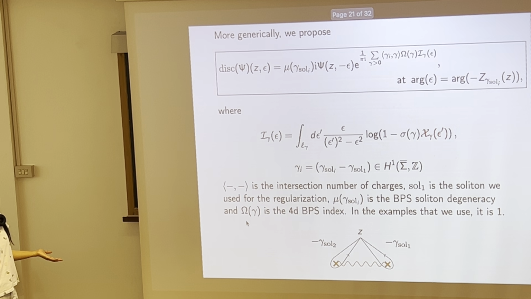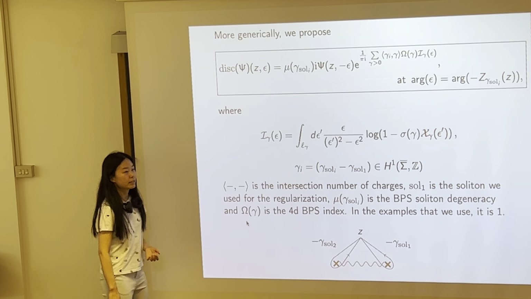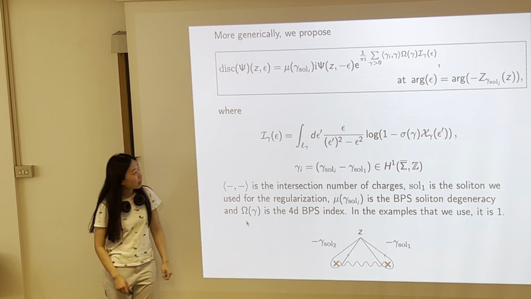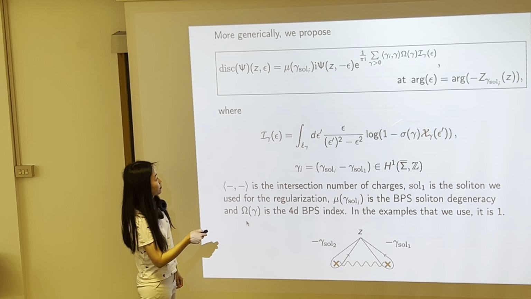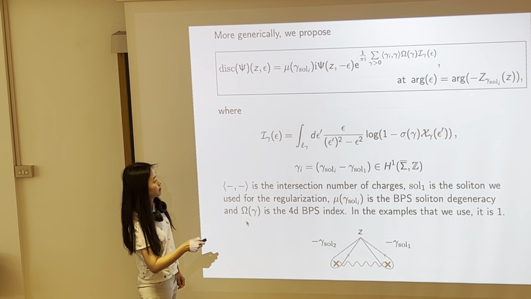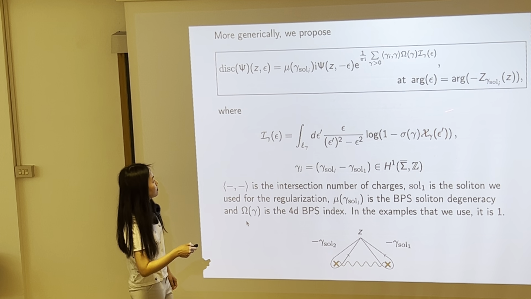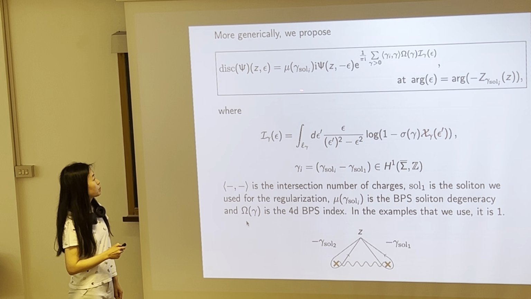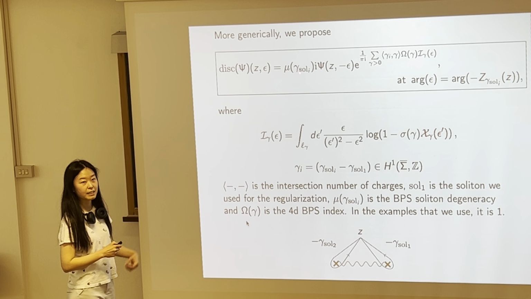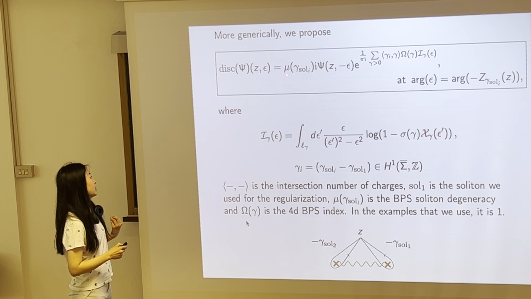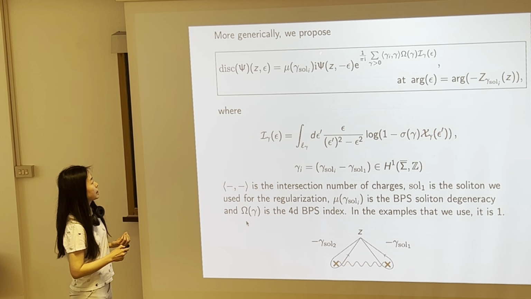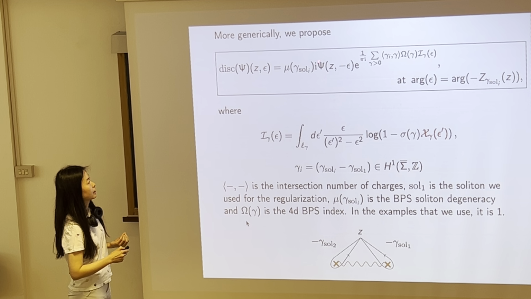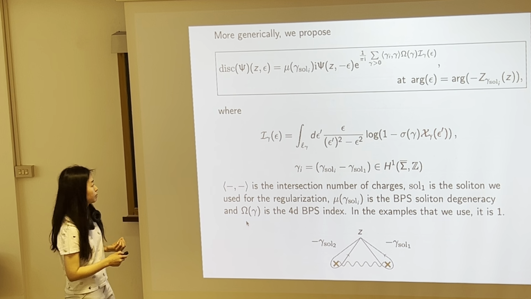And in my work, I'm giving a proposal for the generic type of discontinuities for arbitrary examples. And here we are using the quantities coming from the physics part. So again, in this particular case, where the argument of epsilon equals the argument of the negative central charge of the soliton, the discontinuity should be given by the following ingredients. The first one is a counting of the BPS solitons, which is usually known as the BPS soliton degeneracy. And we still have this factor we have seen from the Airy function, i times phi of minus epsilon.